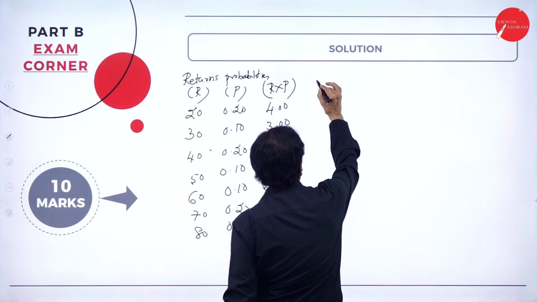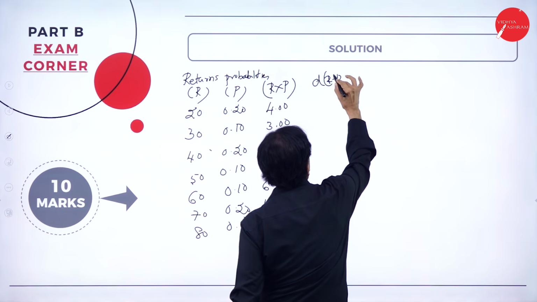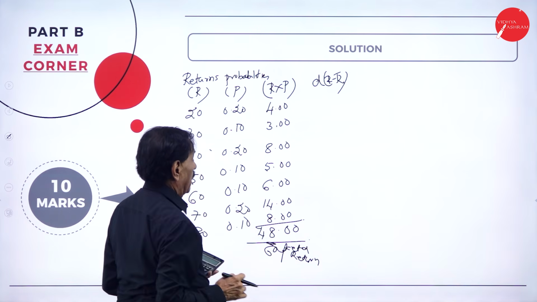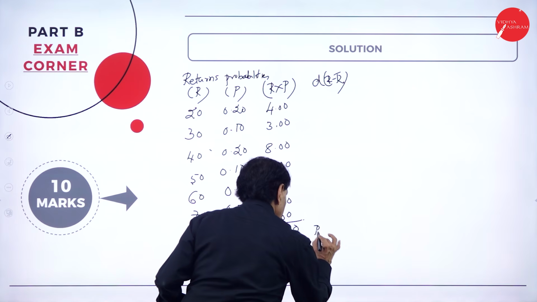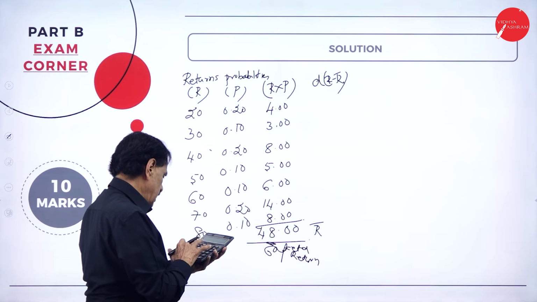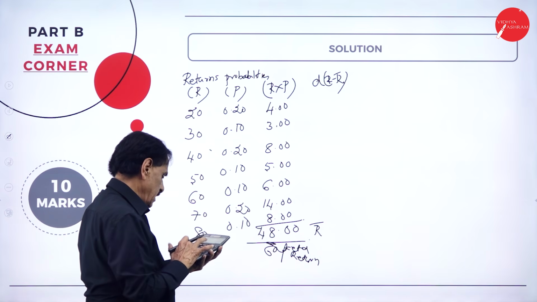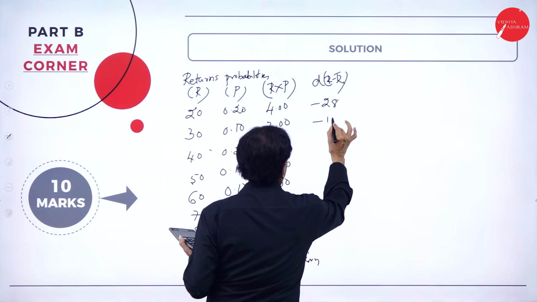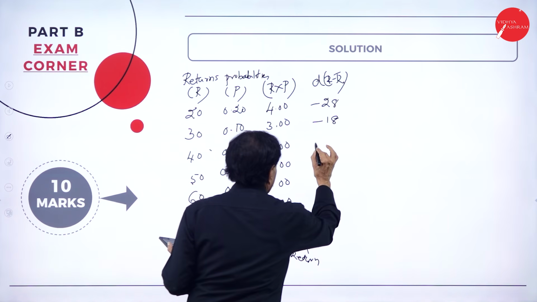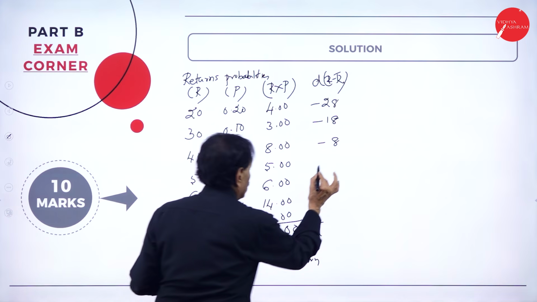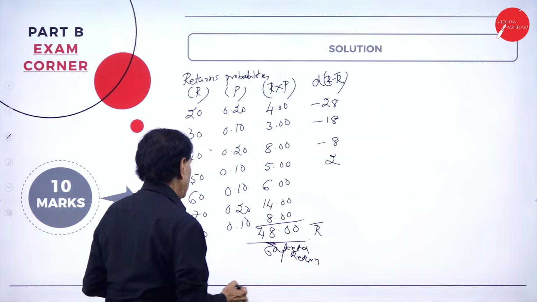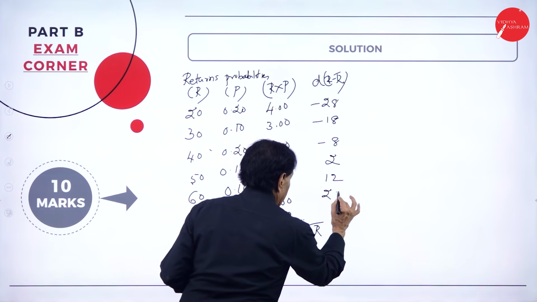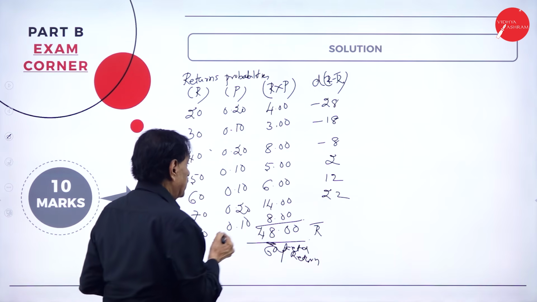Then deviation, R minus R mean. R mean is 48. 20 minus 48 is minus 28. 30 minus 48 is minus 18. 40 minus 48 is minus 8. 50 minus 48 is 2. 60 minus 48 is 12. 70 minus 48 is 22. 80 minus 48 is 32.